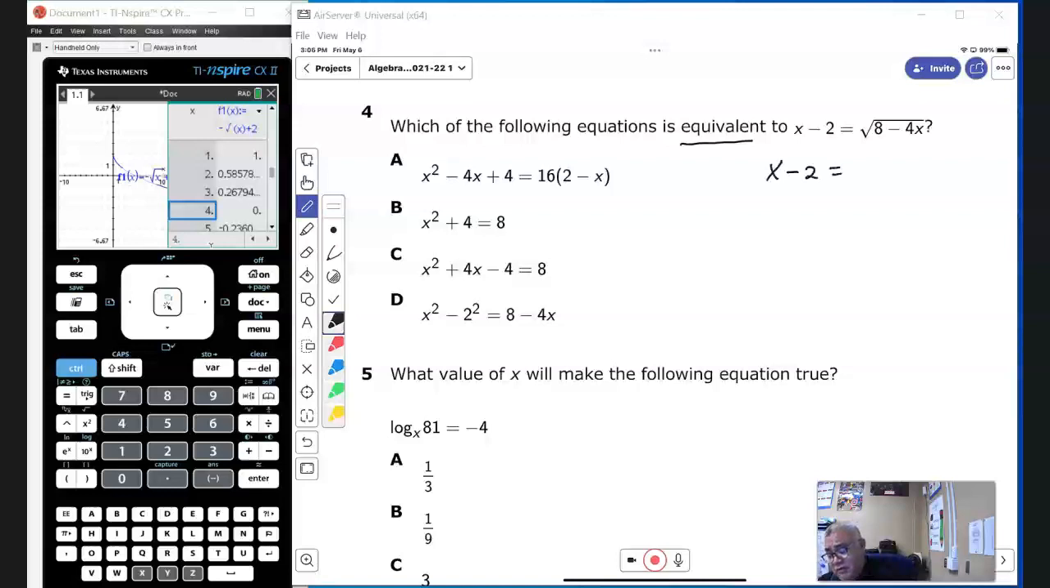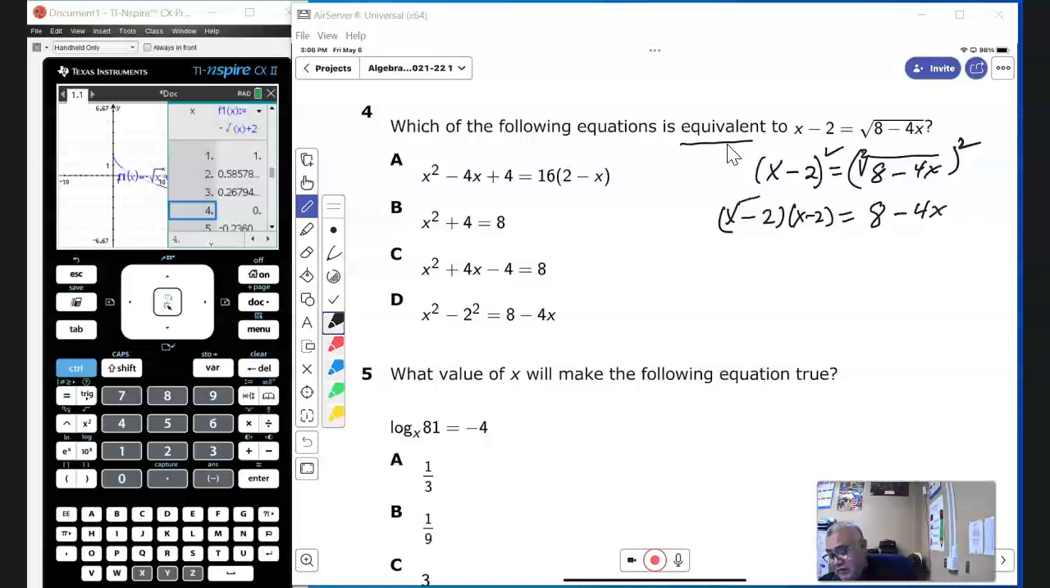So we have x minus 2 is equal to the square root of 8 minus 4x. Let's go ahead and square the right side. And if we square the right side, we have to square the left side. So we have x minus 2 times x minus 2. And when you square a radical, you're going to have 8 minus 4x, because remember, the index is 2, so they kind of cancel.